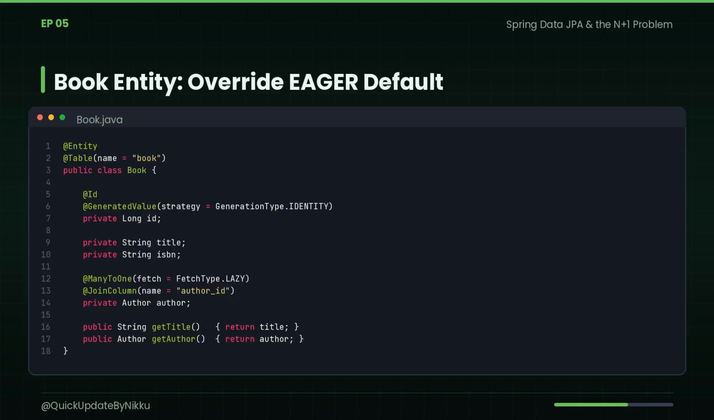The critical detail is that many-to-one defaults to eager in JPA, meaning Hibernate would join and load the author automatically on every book query. We override that to lazy here, which is the recommended production setting, and we will see exactly why that matters shortly.